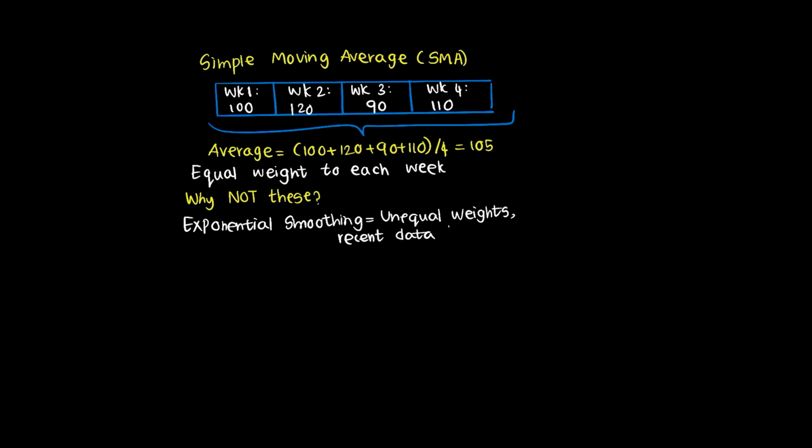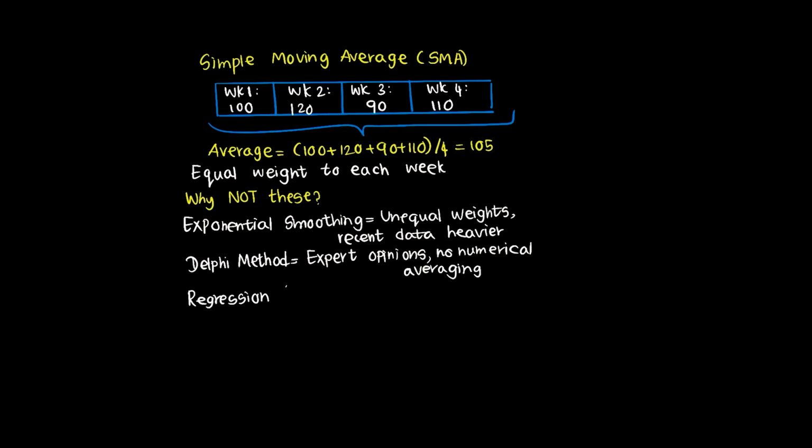The Delphi method is qualitative. Expert opinions through anonymous rounds. It does not involve averaging any numerical sales data. Regression analysis builds a mathematical relationship between demand and one or more independent variables like price or advertising. That is structurally different from simply averaging the last few weeks of sales.